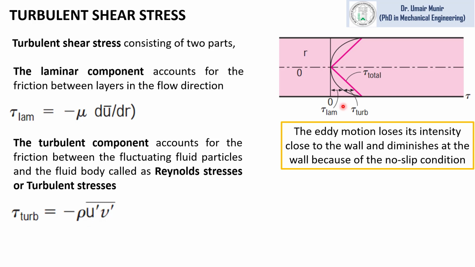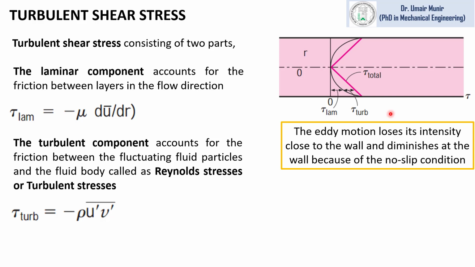The laminar component of shear stress is maximum near the wall. As we can see in this figure, near the wall the laminar shear stress is maximum and the turbulent shear stress is 0. This is because the eddies that are produced in the turbulent flow lose their intensity close to the wall.